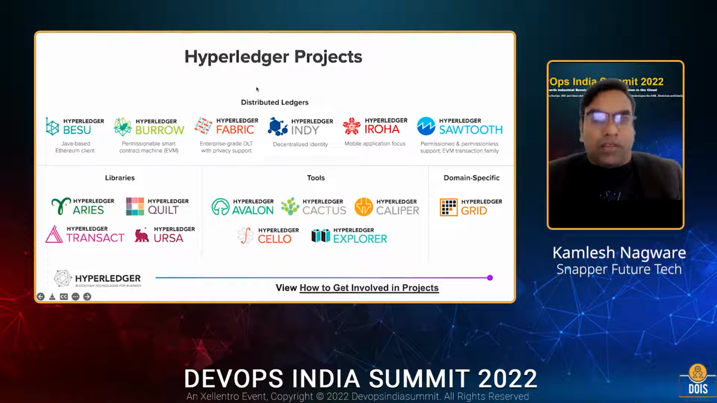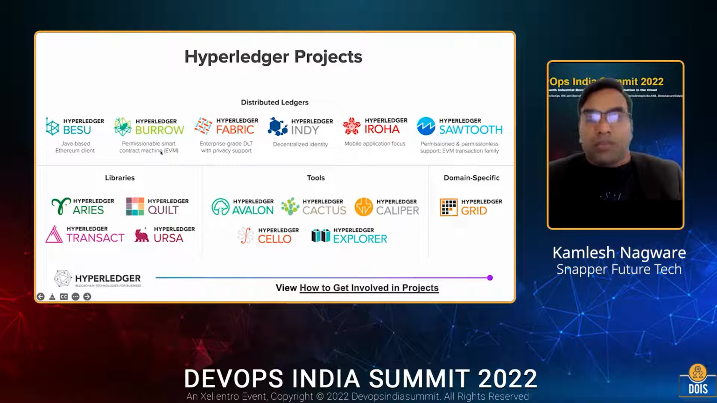So typically in Hyperledger, there are a number of projects categorized in distributed ledgers. Distributed ledger simply means the core blockchains like Ethereum and R3 Corda. But there are a number of libraries, tools, and some domain-specific projects created for faster and efficient development of blockchain projects using the above ledgers. For example, Ethereum is one blockchain ledger, but in Hyperledger we have a number of ledgers like Hyperledger Besu, which is the Ethereum private ledger from the enterprise perspective.